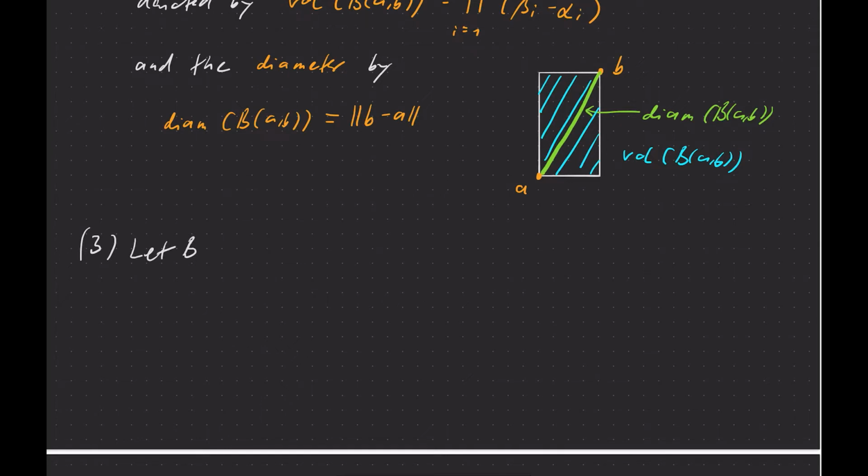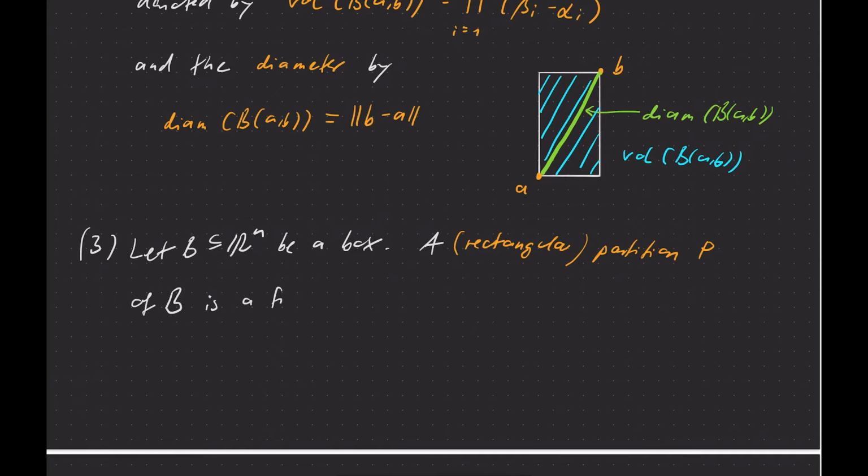Okay, so let B subset of R to the n be a box. And then we'll define a partition, or sometimes called a rectangular partition. We call that P usually of B, is a finite set of boxes, we'll say boxes 1 to M, such that the following two things hold.